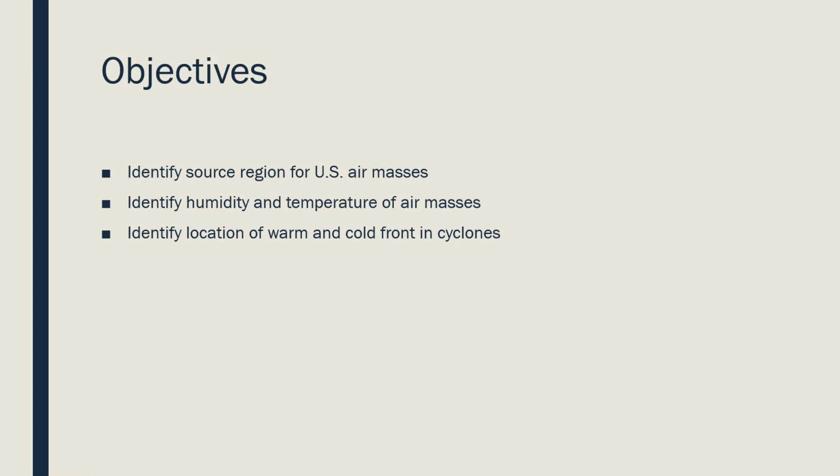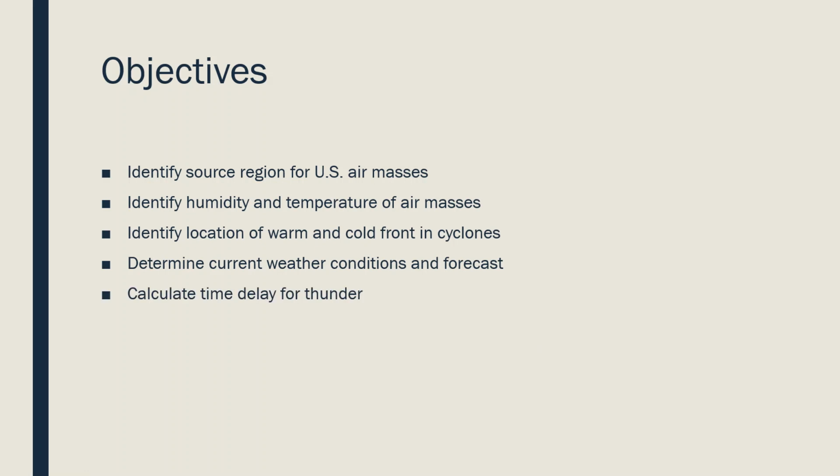And this is going to be a whole kind of area on weather forecasting. We're going to determine current weather conditions based upon a frontal map, and we're going to forecast those conditions. We're going to calculate time delay for thunder. So that idea of when you see the lightning, hear a clap of thunder, you can calculate how far away the storm is. And lastly, we're going to identify cloud types.